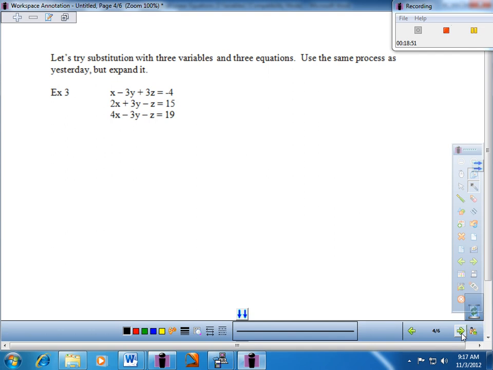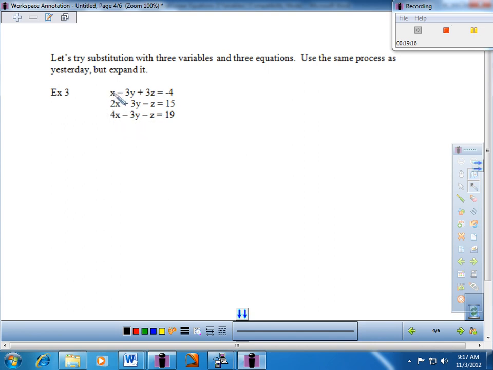So it says, let's try substitution with 3 variables and 3 equations. Use the same process as yesterday, but expand it. Here's what I mean by that. Yesterday, to solve by substitution, we got a variable by itself. And that's exactly what I'm going to do here. We're going to pick one of the variables. There are 9 to choose from. I see one being maybe a little better than the other 8, but that's just my perspective. I like that top x.